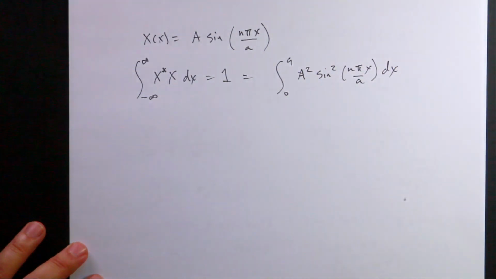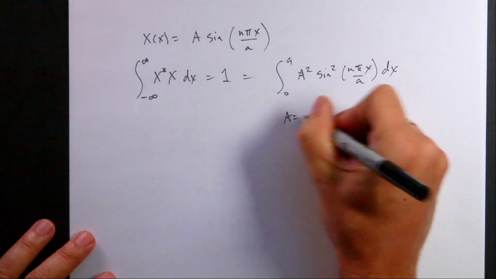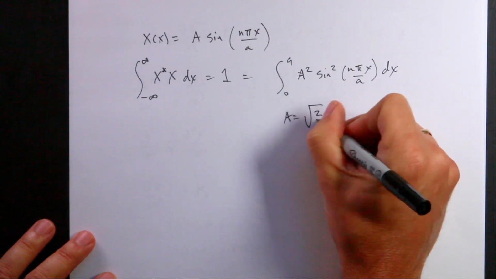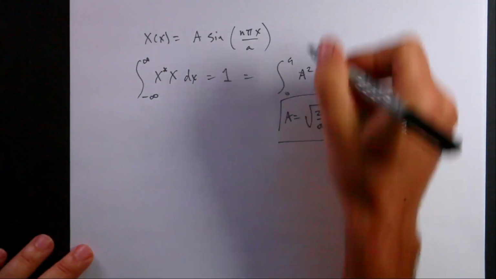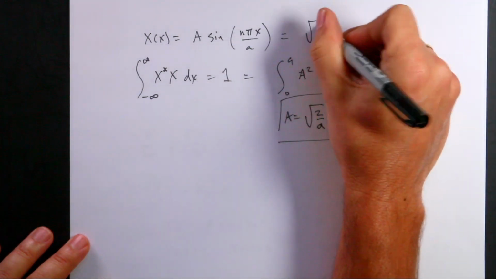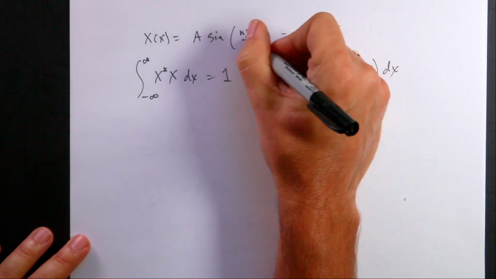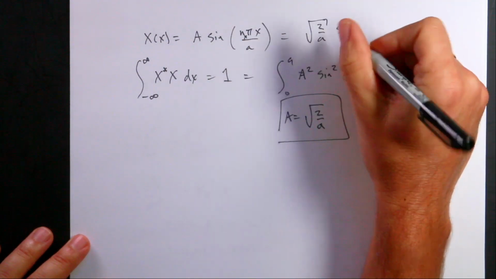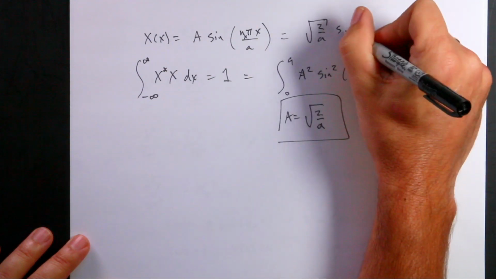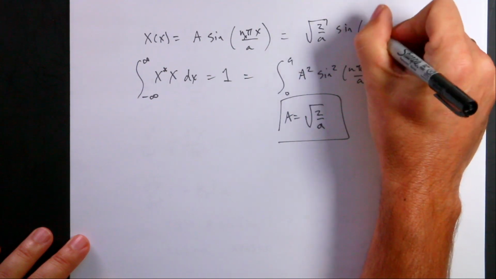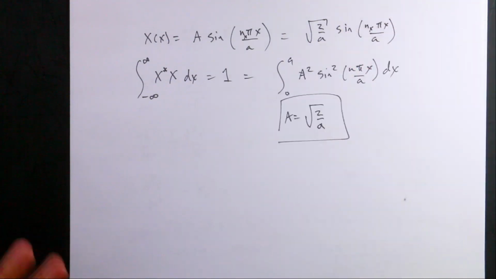I don't want to do this integral. I've done it before, numerically. But the answer is that A is going to be equal to the square root of 2 over a. So now this is going to be the square root of 2 over a times sine. I need to call this n_x because I'm going to get another n, and I'm going to have to distinguish them. So I'm going to call it n_x, sine of n_x pi x over a. So that's my X function.